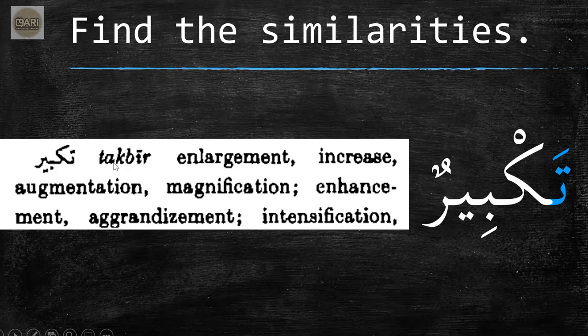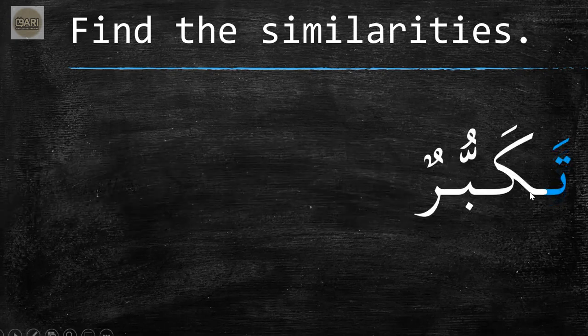T-A-K, B-I with the macron, R. Takbir is enlargement, increase, augmentation, magnification, and so on. Okay, again, where will you find this? You'll find this under the root kabara. That's how the dictionary works. So here our next word is takabbur.